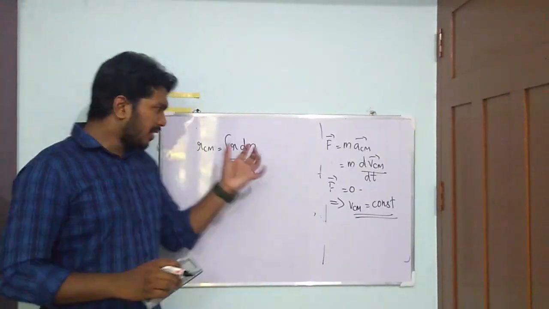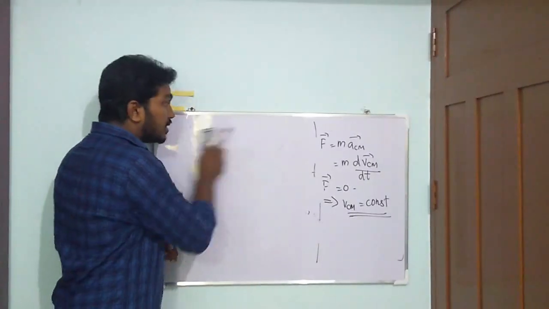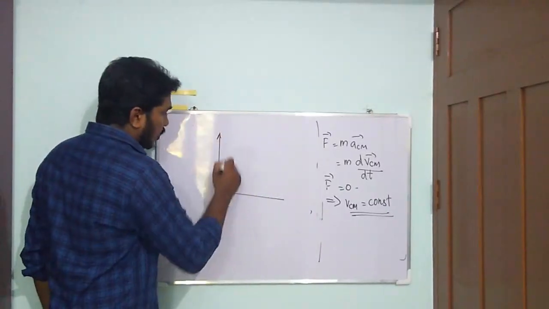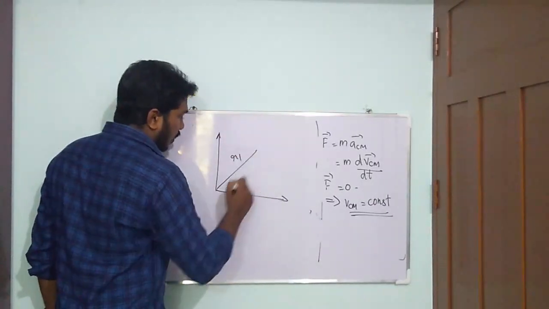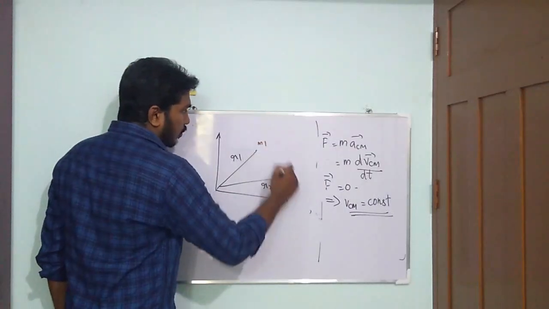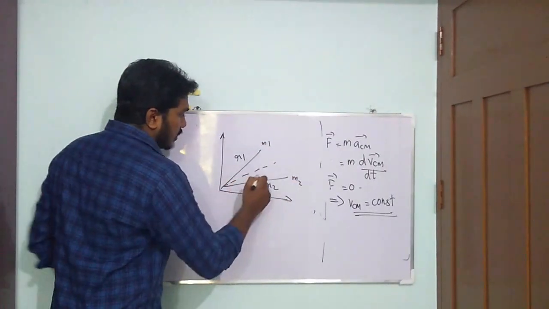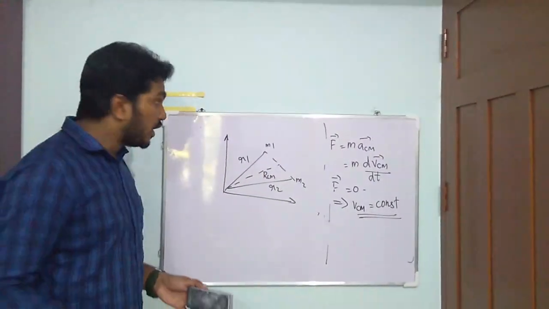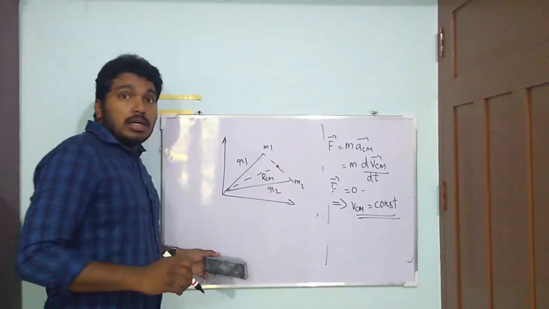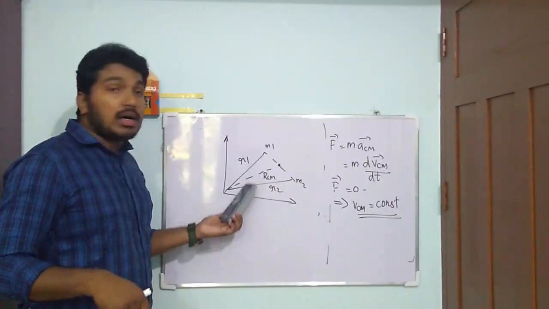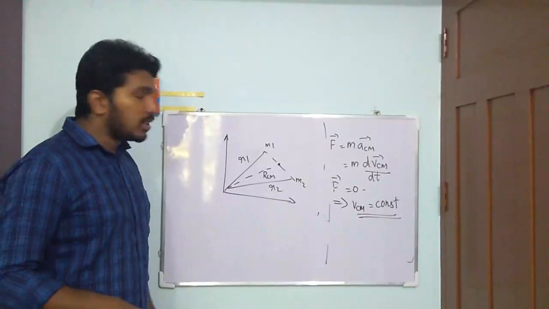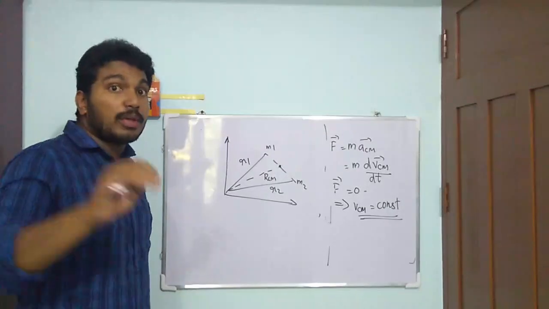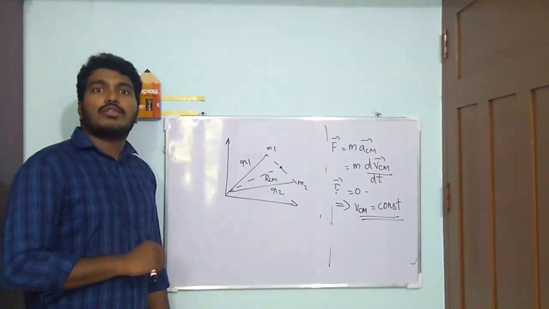And one more thing. Suppose you are told that a system is in equilibrium and you have a two-particle system, like the one I previously drew. This is R1. This is R2. M1. M2. This is RCM. Okay, fine. Now, suppose you are asked to find the moment of mass about the center of mass. How do you find that?